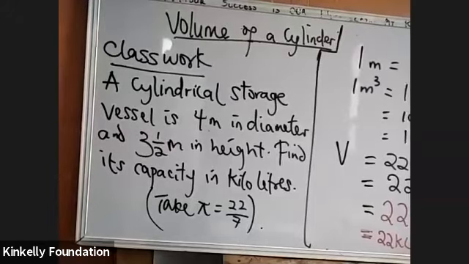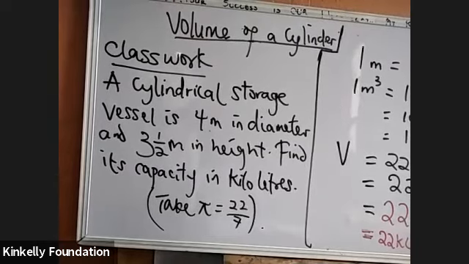A cylindrical storage vessel is 4 meters in diameter and 3.5 meters in height. Find its capacity in kiloliters, and you take pi equal to 22/7. Do it and send in your answers to us.